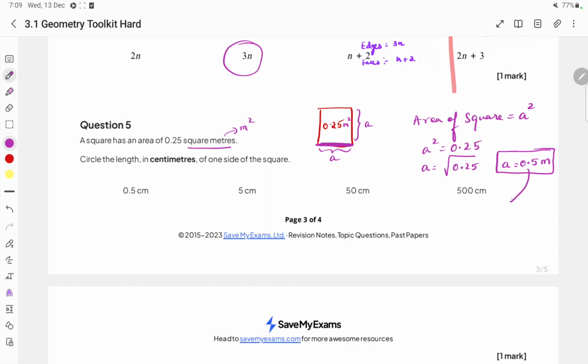See here, I have to convert this meter to centimeter, and we know the conversion: 1 meter is equal to 100 centimeter. So 0.5 meter we have, which means 0.5 into 100. You can use a calculator. 0.5 into 100 is just 50 centimeter. So 50 centimeter, we just have to circle this. This is the final answer.